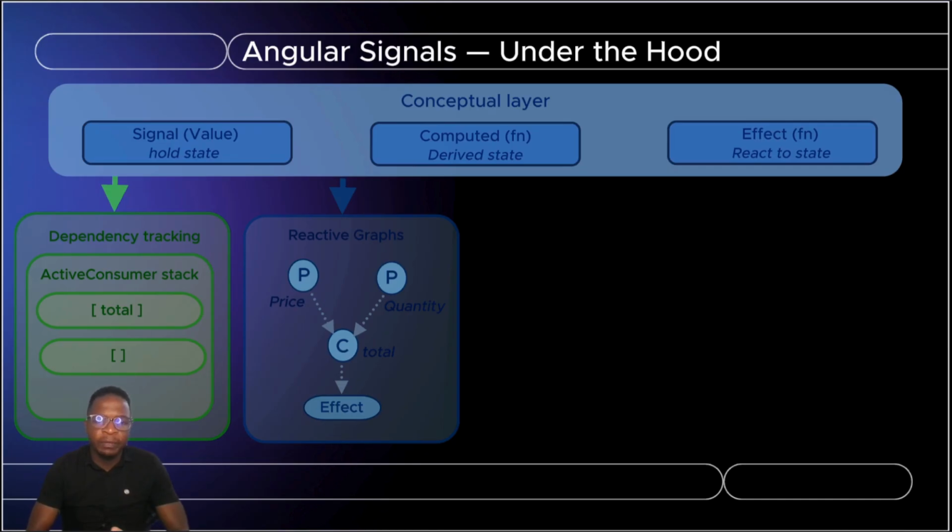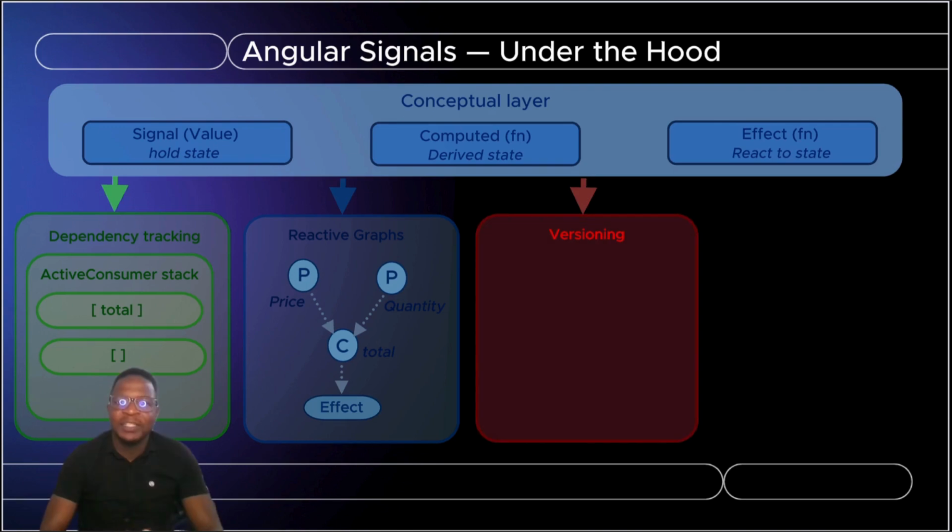Without a graph, that is traditional thinking: if something changes, it rechecks everything. But with a graph, when something changes, it only notifies those specific nodes. Now, signal versioning is a technique used to manage the state of signals and ensure that they are updated correctly when their dependencies change.